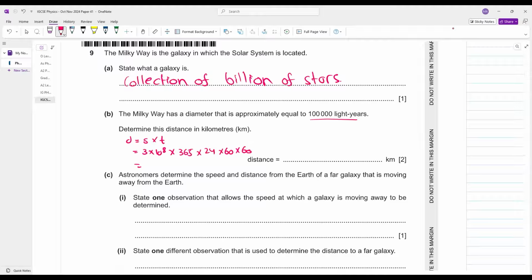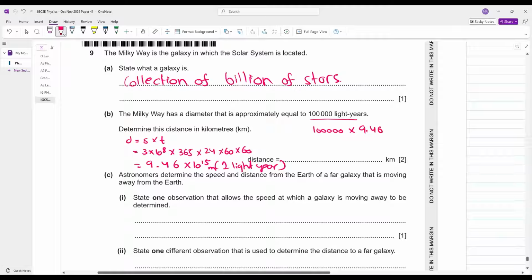Can you calculate the distance that is equal to 1 light year? 3 × 10^8 × 365 × 24 × 3600. This comes out to be 9.46 × 10^15. This is 1 light year, in meters. You have to calculate for 1 lakh light years. So 1 lakh multiplied by 9.46 × 10^15. What will this distance come out to be? 100,000 × 9.46 × 10^15 comes out to be 9.46 × 10^20 meters.